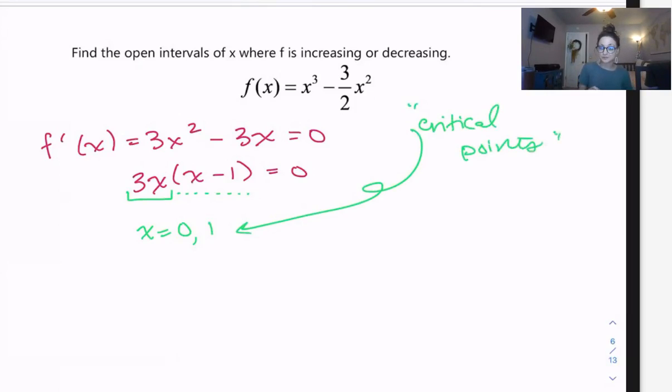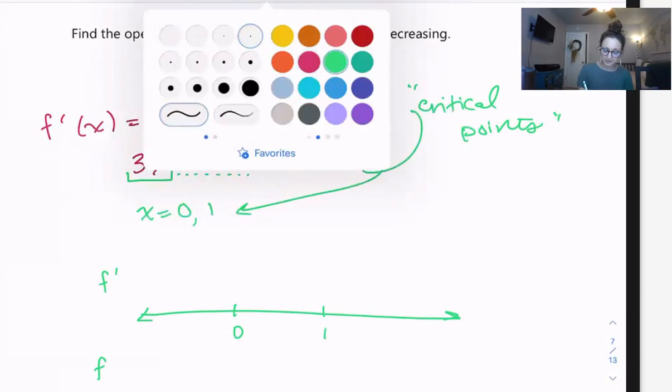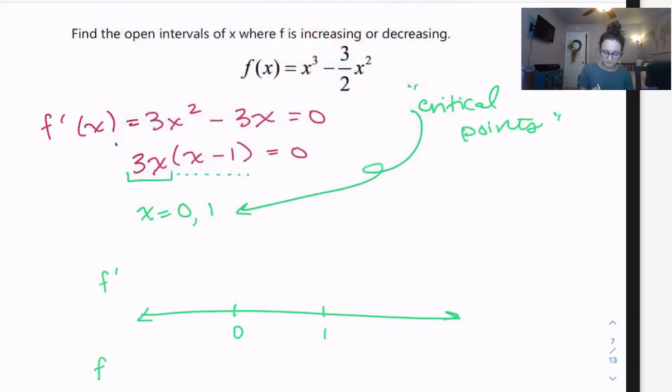Step 2 is to make a number line with those critical points, right? So make a number line, only put your critical points on that number line, and then label your number line f prime on the top and f on the bottom, okay? All right, so now let's come to our factored form.